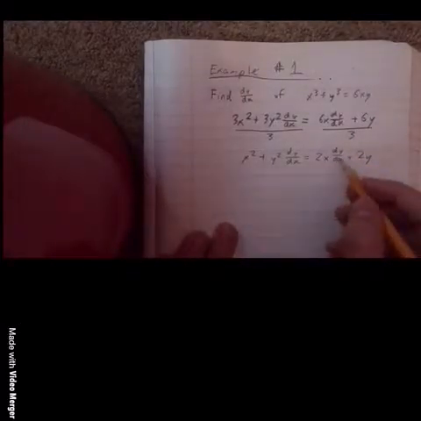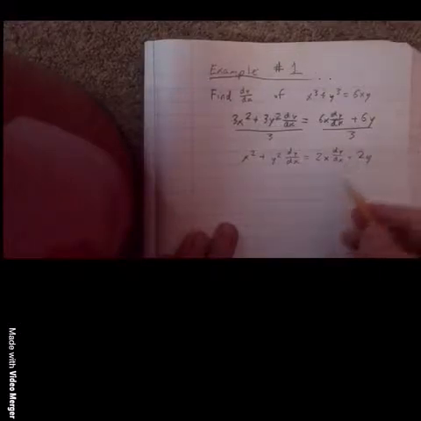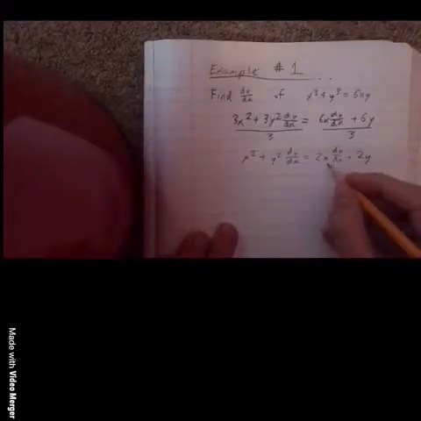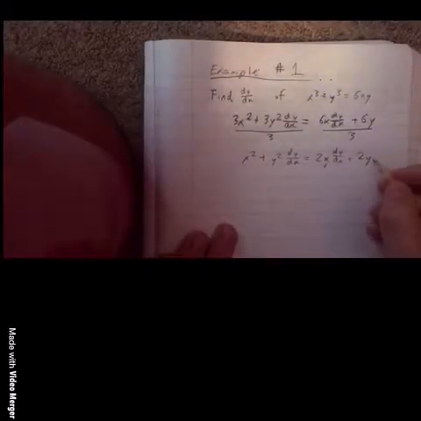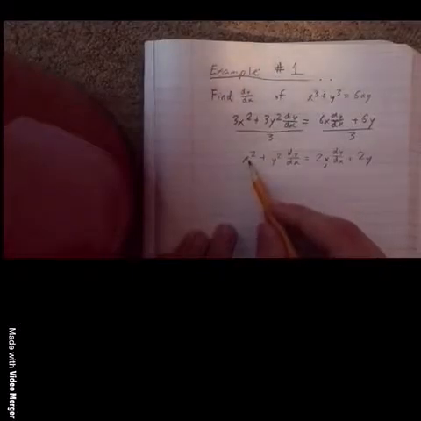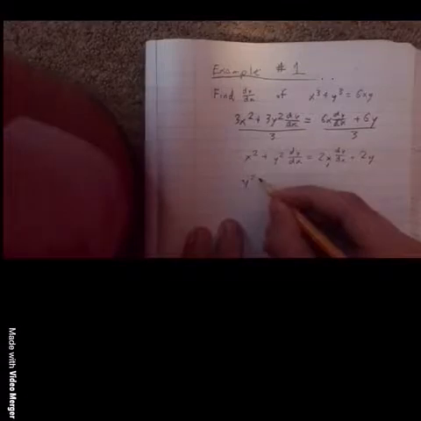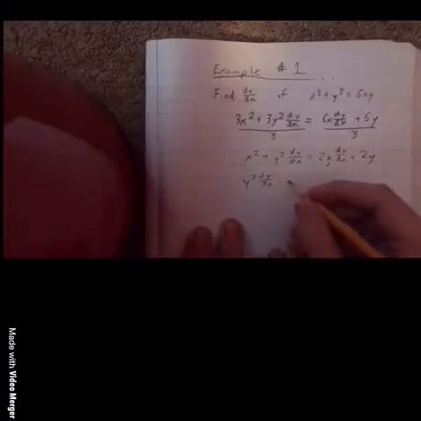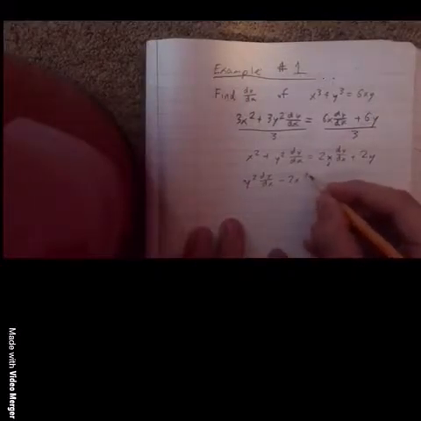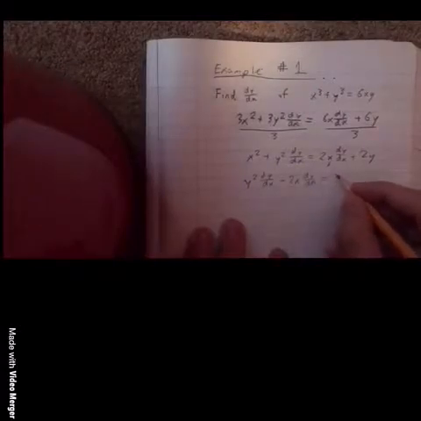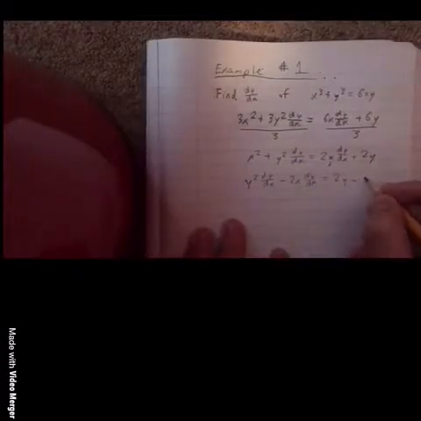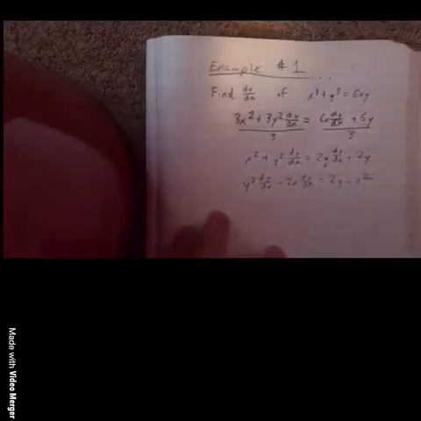And then what we want to do is get the terms with dy over dx onto one side and the terms without dy over dx to the other side. So we want to subtract 2x dy over dx from this side, and we want to subtract x squared from this side. So what we are going to get is y squared dy over dx minus 2x dy over dx is equal to 2y minus x squared.